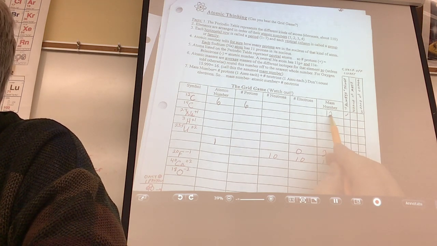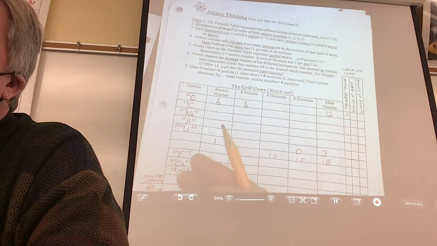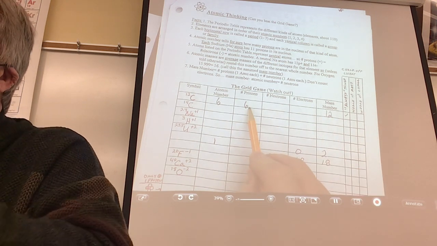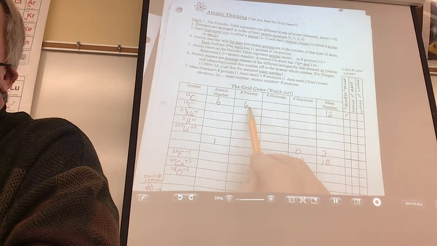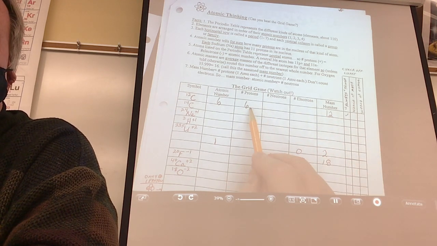Now, I'm not done with the world of mass yet, because you know what this means? You have 12 things in your nucleus. The mass number is the number of things in your nucleus. 12 things are in your nucleus, and 6 of them are protons. What does that mean? There are 12 things in your nucleus, and 6 of them are protons. What else do I know then?